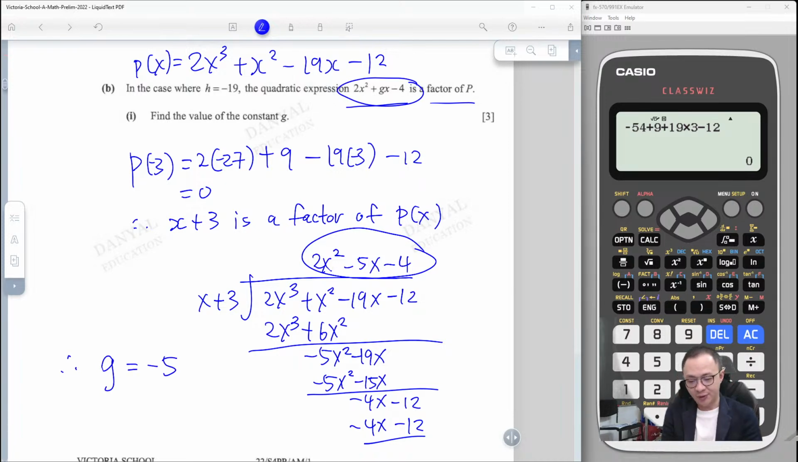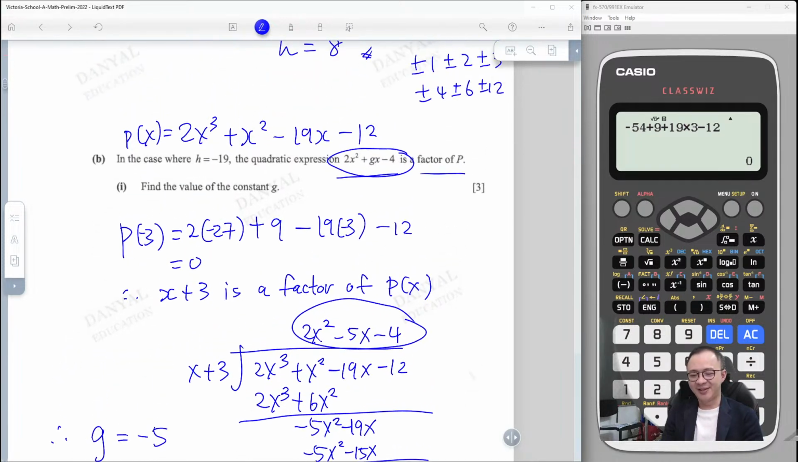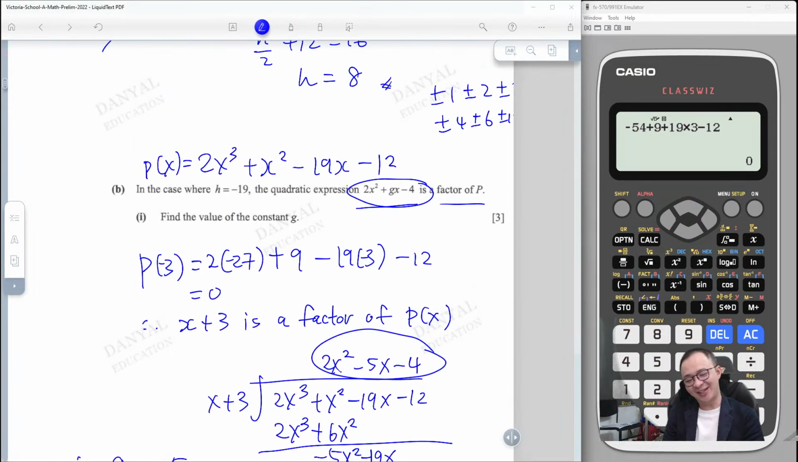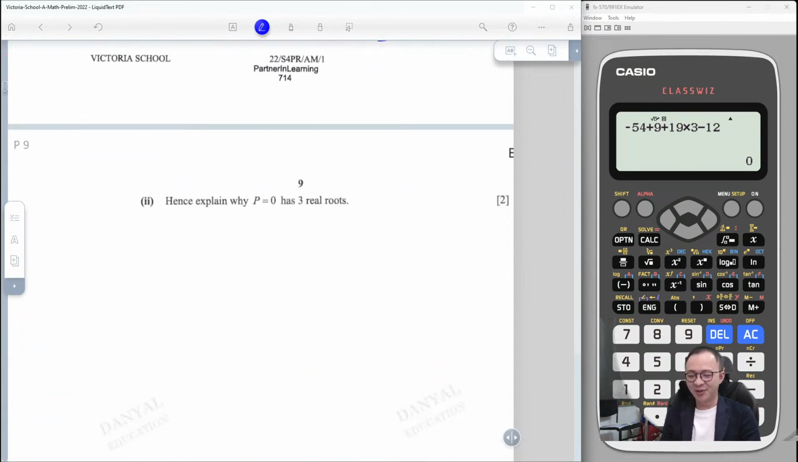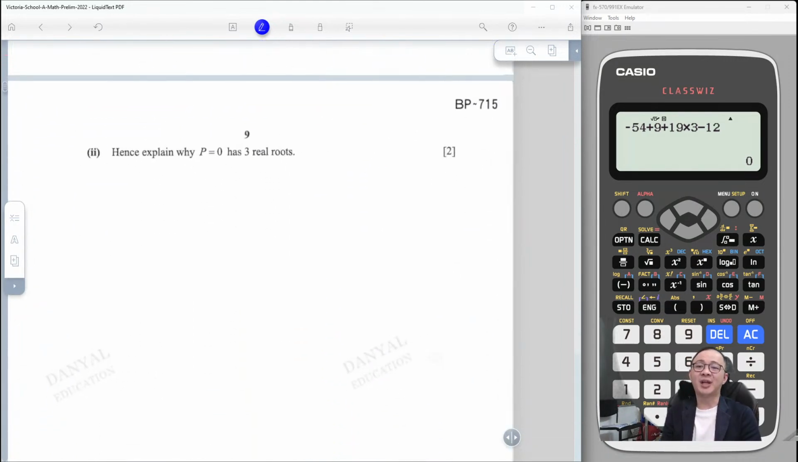Okay, so not too bad. According to my experience with the past year papers, it's either ±1 and ±2. But then this one is like ±3. So if you do trial and error, it's going to take more time.